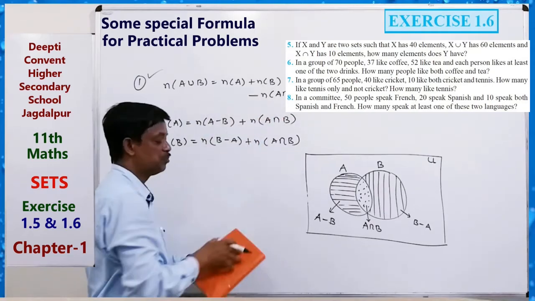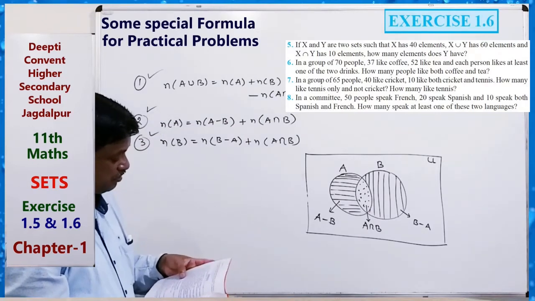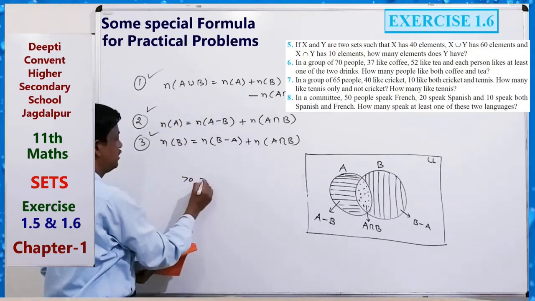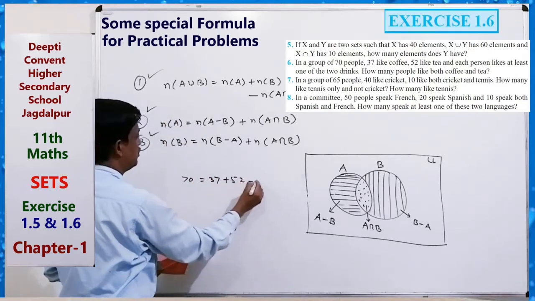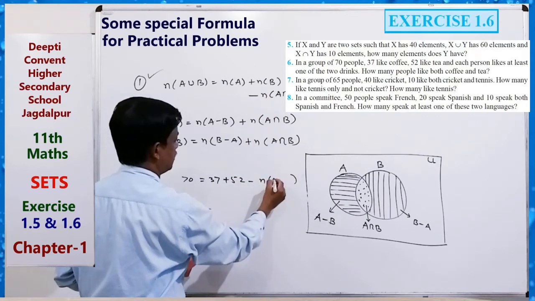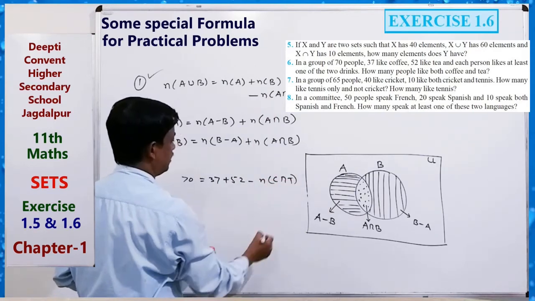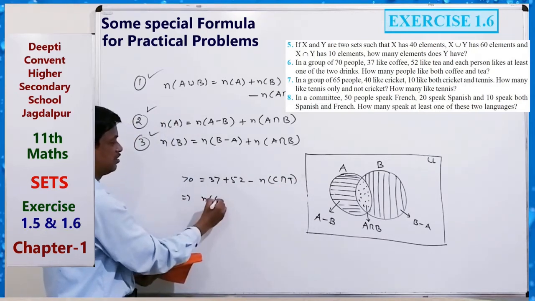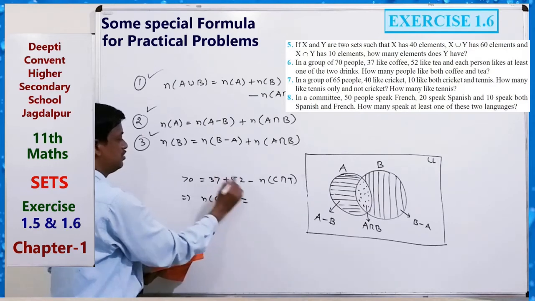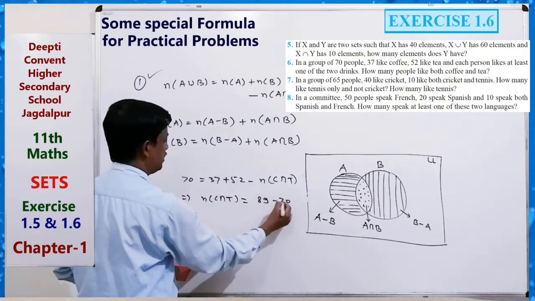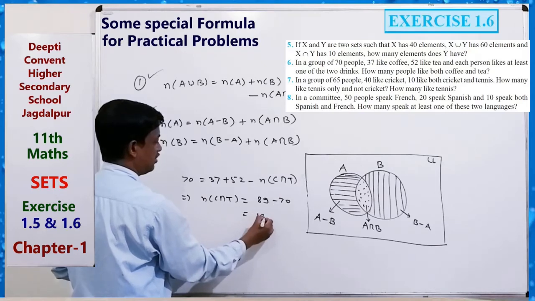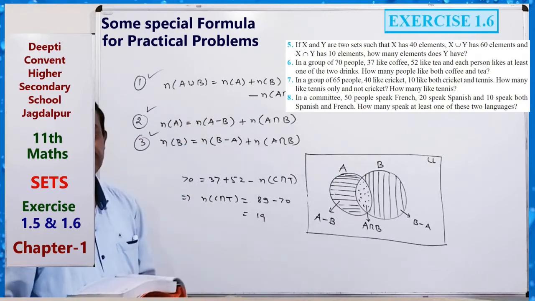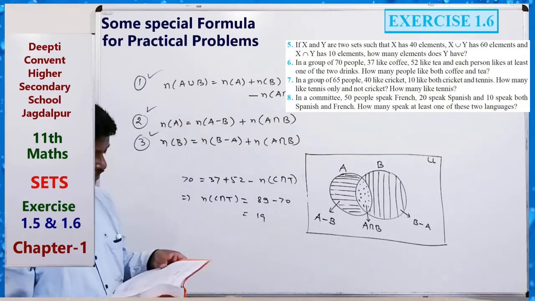So these three values are given, so put the values and you can solve it. What values are there? 70, 37, 52. Now we have to find the value of coffee and tea. So N of coffee intersection T equals what? 89 minus 70, so the answer is 19. Simple by using this formula.